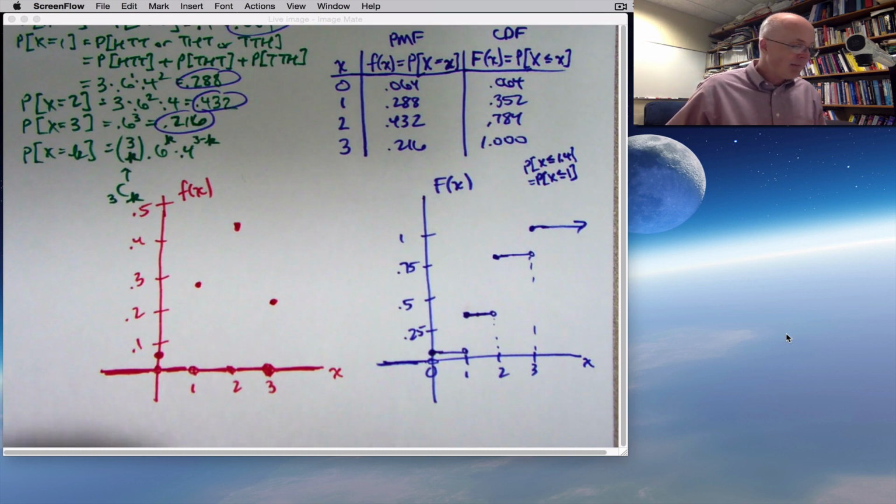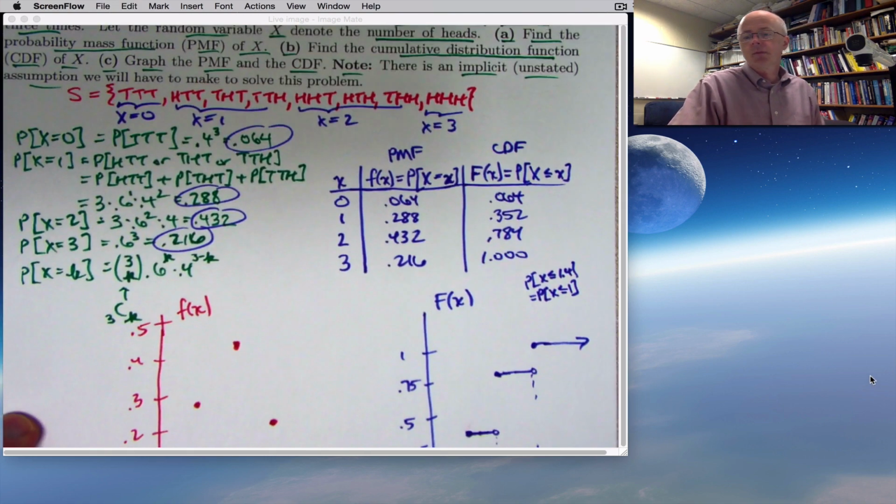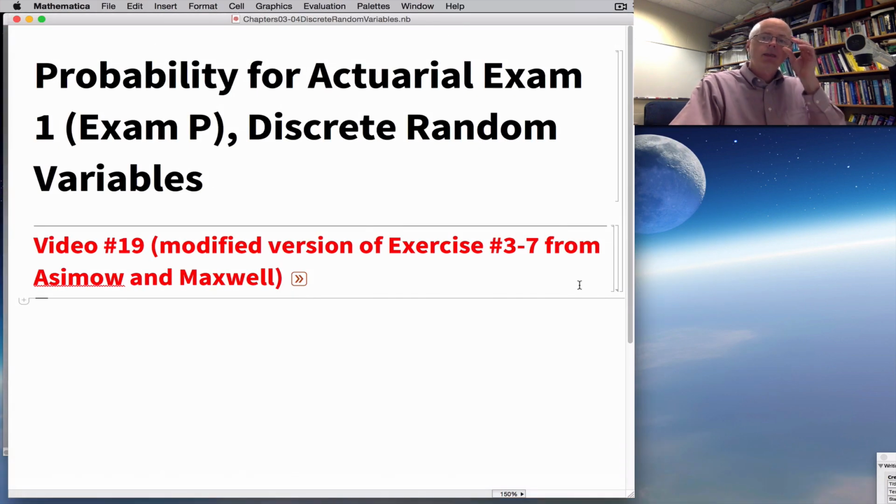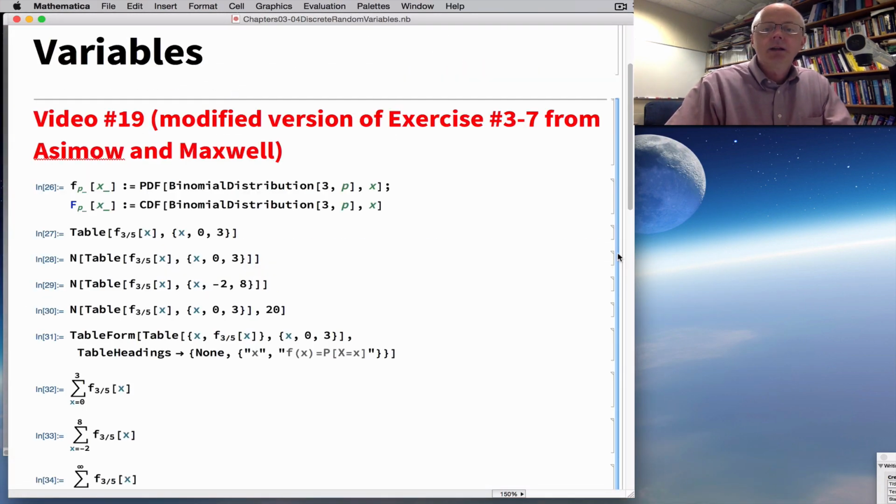Let's end the video by looking at Mathematica. And again, what I want to do with Mathematica is make some graphs that show you the behavior of binomial random variables in general, at least when you're flipping a coin 3 times. You could flip more than 3 times if you want as well.